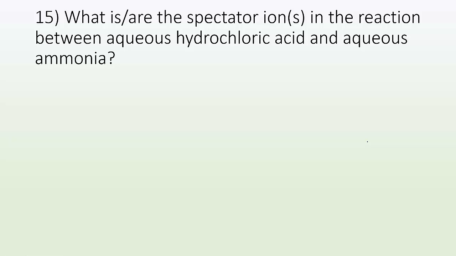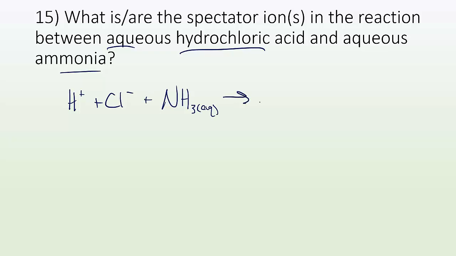15, last question. What is or are the spectator ions in the reaction between aqueous hydrochloric acid and aqueous ammonia? Well, let's take a look at it. If it's aqueous hydrochloric acid, it's going to break up into H plus and the chloride ion. And aqueous ammonia is just NH3, and it's going to be aqueous. What could happen here? Well, the chloride ion and the hydrogen ion are dissociated. And the hydrogen ion, if you want to get into it, is going to be attracted to the lone pair of electrons on that ammonia, and it's going to bond to it.